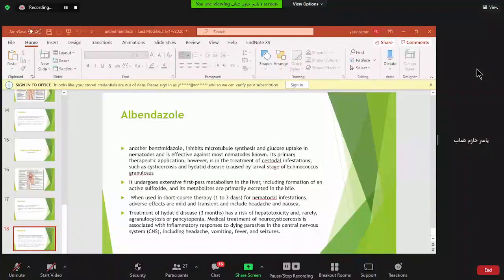We start with amoebiasis. For the chemotherapy for amoebiasis, let's see how the infection begins. After ingestion of the cyst.